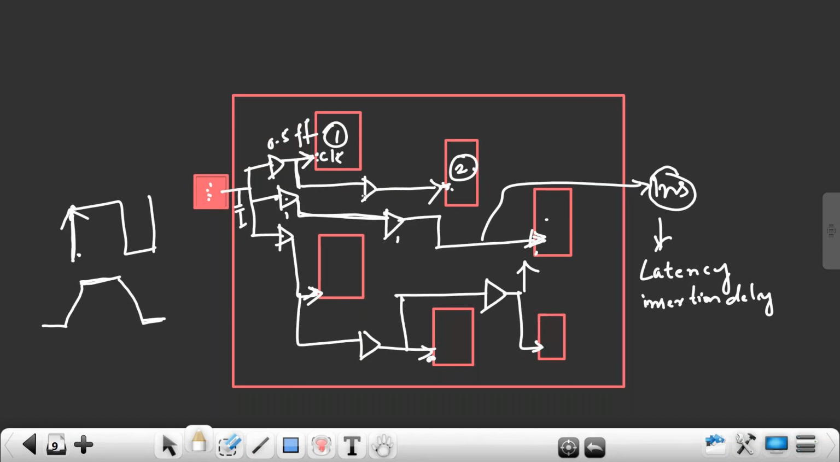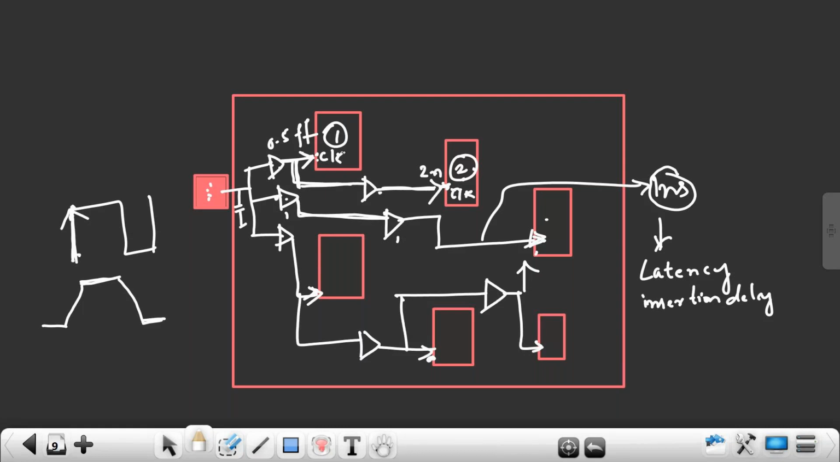So what is the latency for this second flip-flop? One buffer delay, another buffer delay, and in between you have net delay. For example, this delay is 2 nanosecond. The insertion delay or latency for the second flip-flop is 2 nanosecond. What is latency? Time taken by the clock edge to reach from the clock port to the clock pin of a flip-flop.